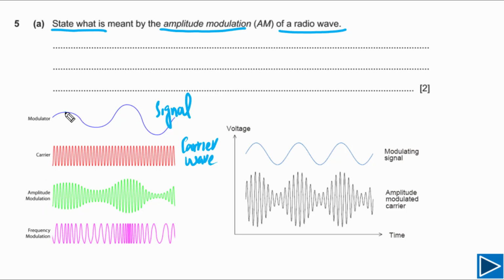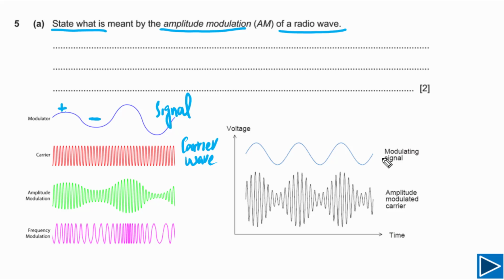If you look at this one, when the displacement of the signal is positive, the amplitude of the amplitude modulated wave is greater than the carrier wave. When the displacement of the signal is negative, the amplitude of the amplitude modulated wave is smaller than the amplitude of the carrier wave. From here simply we can say that the amplitude of the carrier wave changes depending on the displacement of the signal, and that is amplitude modulation.